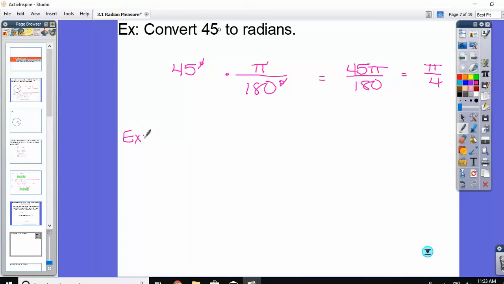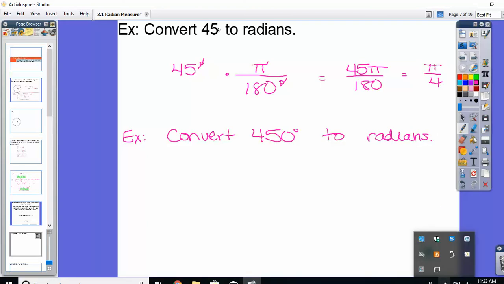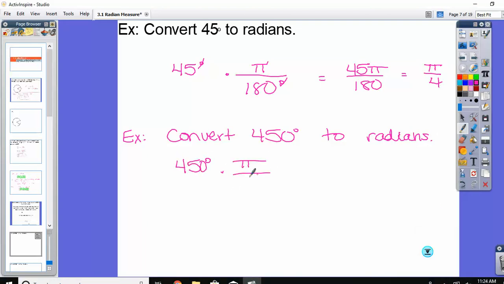I want you guys to do one. Convert 450 degrees to radians. So again, we want to cancel the degrees, so you just multiply by pi over 180 degrees. Degrees cancel. 450 over 180 reduces to 5 over 2, so 5 pi over 2.